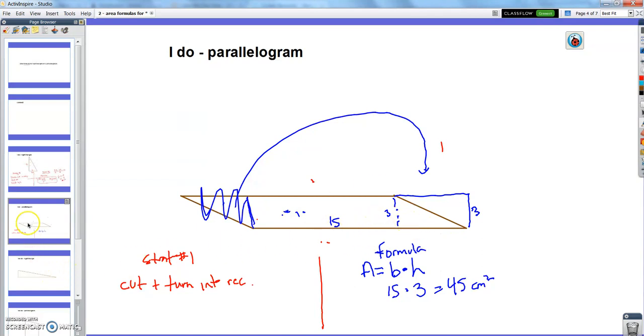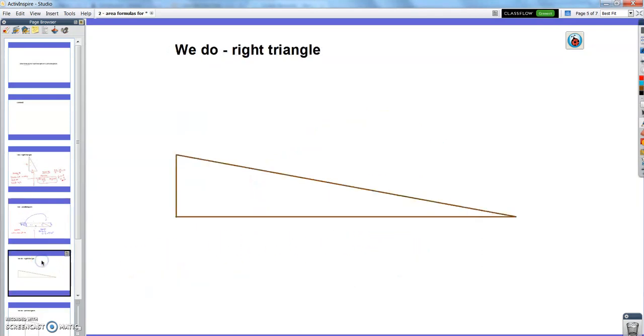All right, let's do number 2 in your notebook. So here is a right triangle. So remember, go ahead and write down strat number 1 here. Strat number 1 is double into a rectangle.